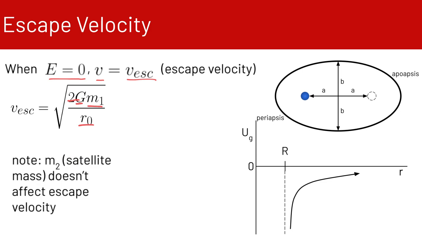And note here that m2, or the mass of the satellite, does not affect the escape velocity. It doesn't matter the mass of the other object, the escape velocity is the same based on the mass of the central body. So Earth's escape velocity is the same no matter how much mass you're putting into orbit.